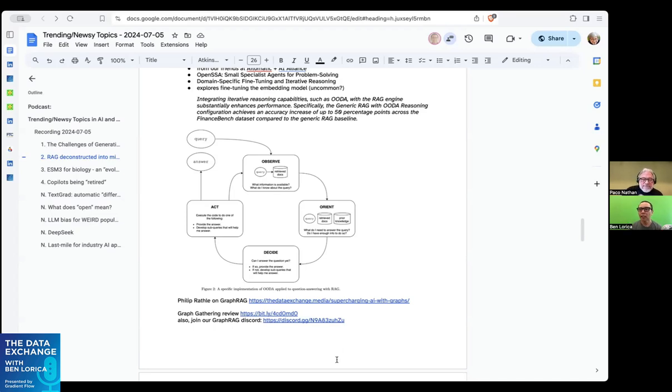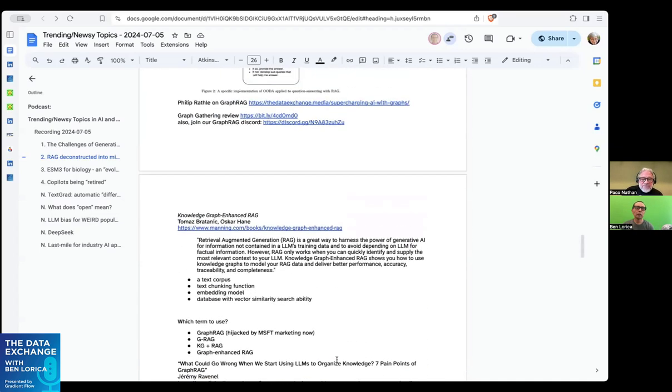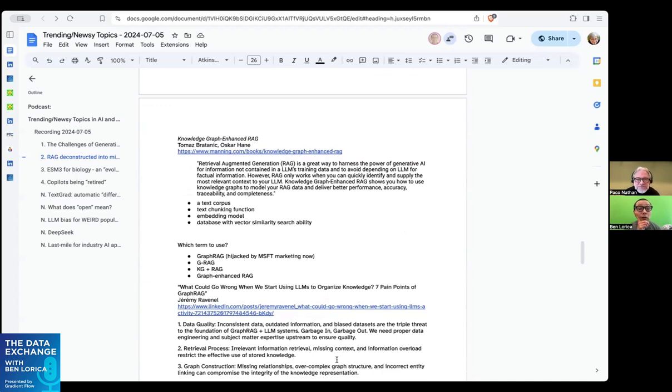Yeah. And that leads into, I definitely have really enjoyed the new book by Tomasz Bratanic and Oskar Hane that's out in early release, called Knowledge Graph Enhanced RAG, and they also break this down. It's like, hey, there's really four components, and they illustrate pretty well, here's a fragment of code to do chunking. You can see the different parts, how to parameterize it. What are the pros and cons of different strategies for chunking, and how does this spill over into leveraging a graph?